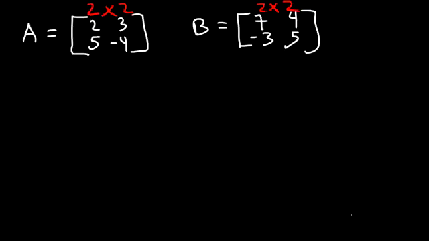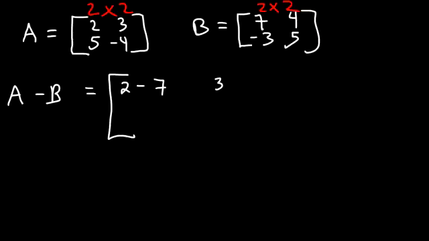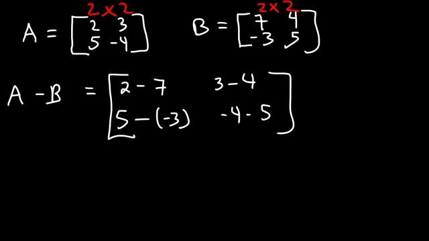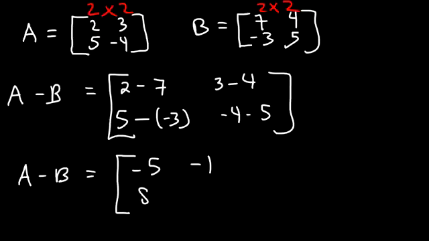So what about subtracting two matrices? Let's subtract matrix A and B. So we're going to start with A and then subtract B. So it's going to be 2 minus 7, 3 minus 4, 5 minus negative 3, and then negative 4 minus 5. So A minus B, that's going to be 2 minus 7, which is negative 5. 3 minus 4 is negative 1. 5 minus negative 3, or 5 plus 3, that's 8. Negative 4 minus 5 is negative 9. And so that's the difference between the two matrices.